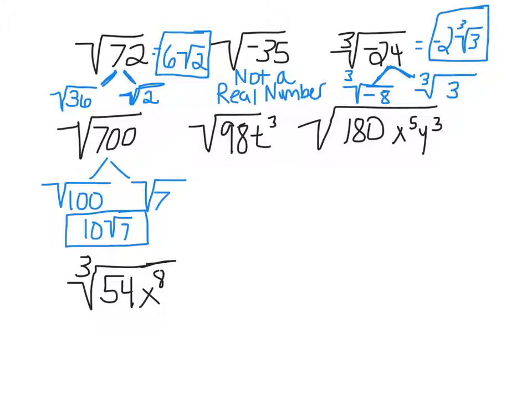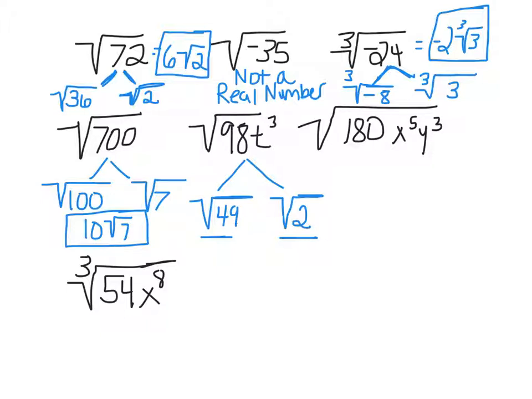Okay, let's look at the square root of 98t cubed. 98 is not a perfect square, so I'm going to break this up into a perfect square part and a what's left over part. Well, 98 is 2 times 49. 49, I know, happens to be a perfect square. The square root of 49 is 7. So 98 divided by 49 is 2, so I'm going to put 2 over here. Now when you look at each of these, when you're done breaking everything up, you should be able to multiply those two things together and get the original radicand.